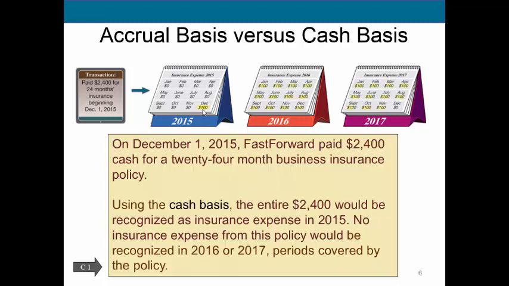With accrual-based accounting, on December 1st, 2015, rather than recognizing the full amount as an expense, we would recognize that we have a prepaid asset, and that's prepaid insurance. And then, as every month passes, as we move through 2016 and 2017, every month we would recognize that $100 of that prepaid asset is going away, so we're going to reduce the asset with a credit, and then we would recognize $100 of the expense as we move through the insurance coverage period.